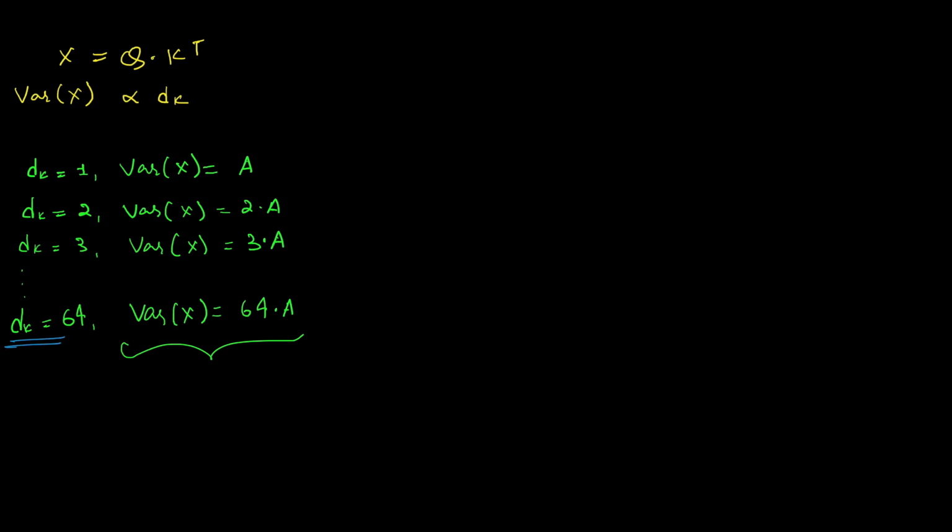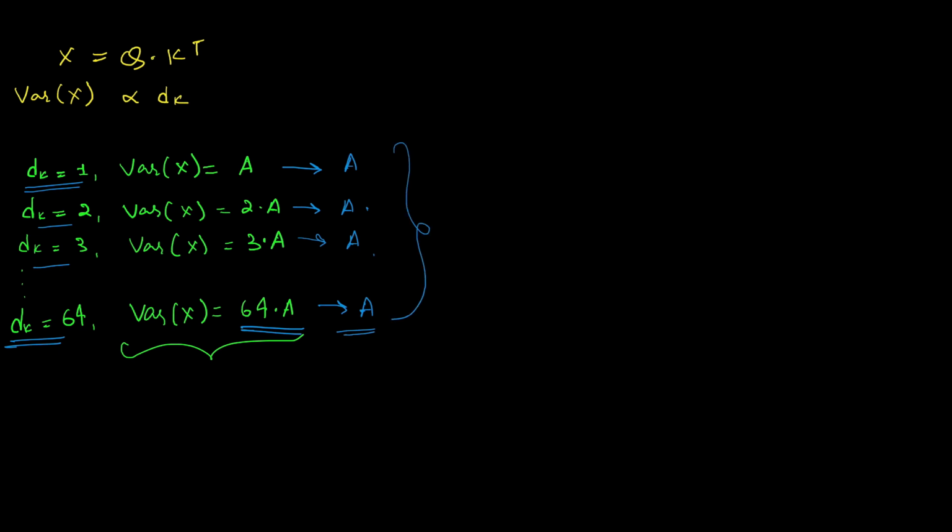As dk is increasing, the variance is also increasing. What we want is, despite the value of dk, the variance of x should remain the same. So even if dk is 2 or 3, it should remain the same. Even if dk is 64, it should remain the same. So this is what we want to achieve.